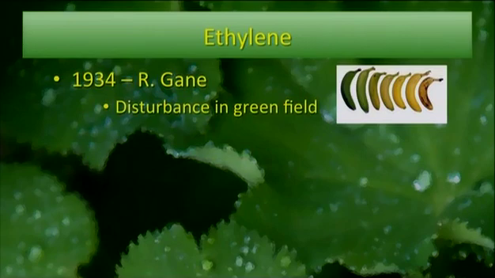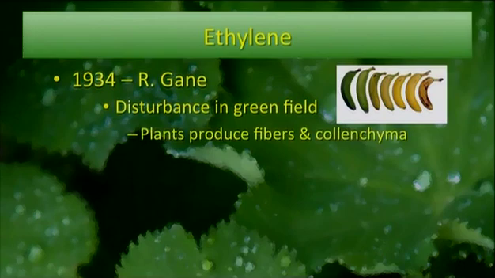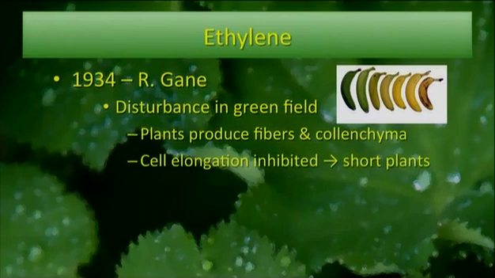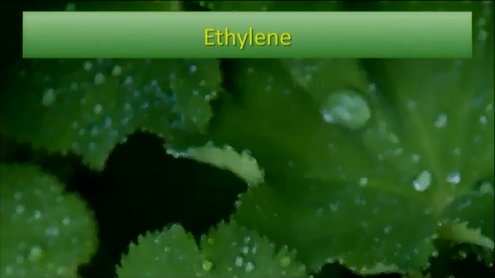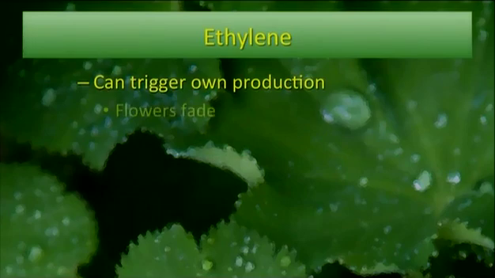They saw that with disturbance in a green field, plants produce fibers and parenchyma, and cell elongation was inhibited, so you had short plants. They attributed that to the presence of ethylene from the disturbance producing these effects in the plants. And the presence of ethylene can trigger its own production. When ethylene is present, flowers fade. So one thing you don't want when you have cut flowers is ethylene present.